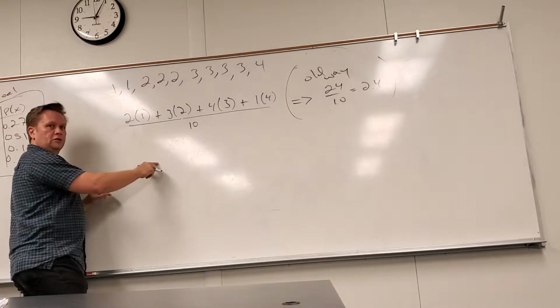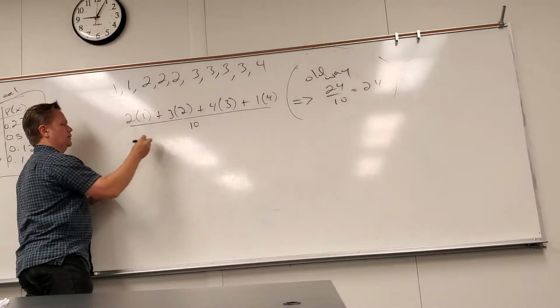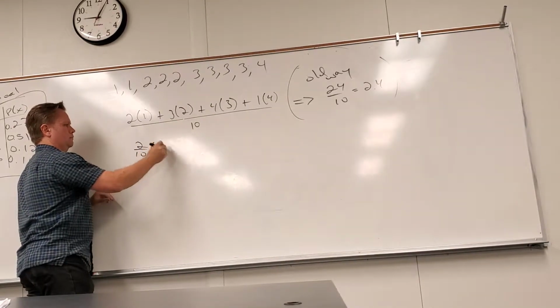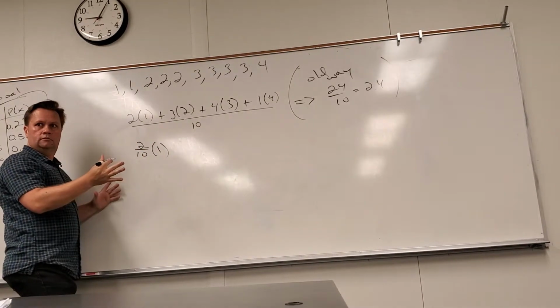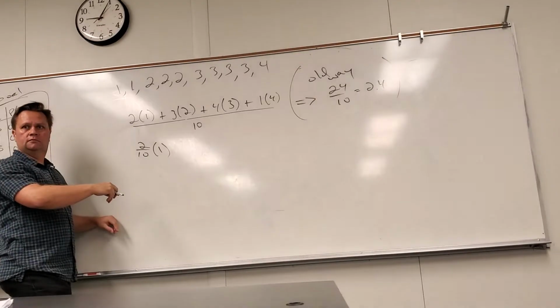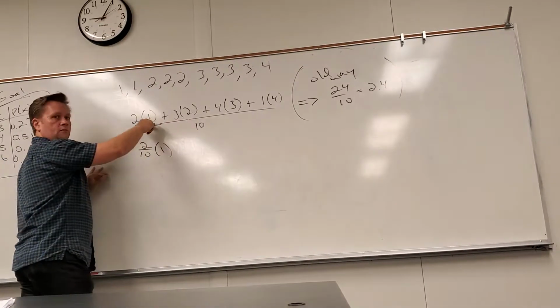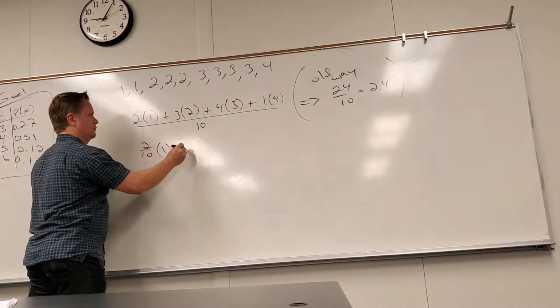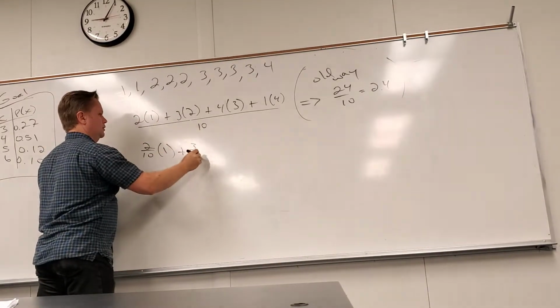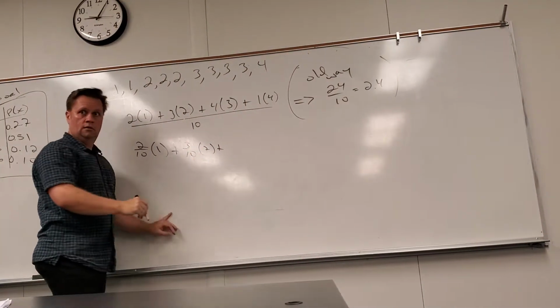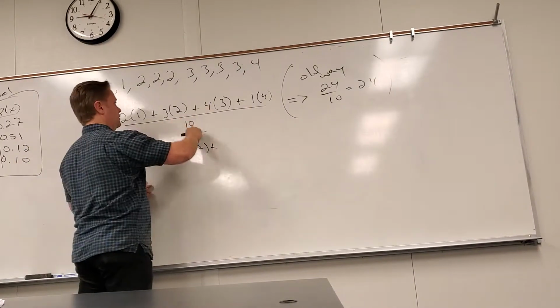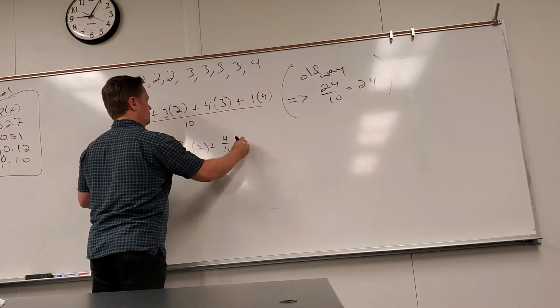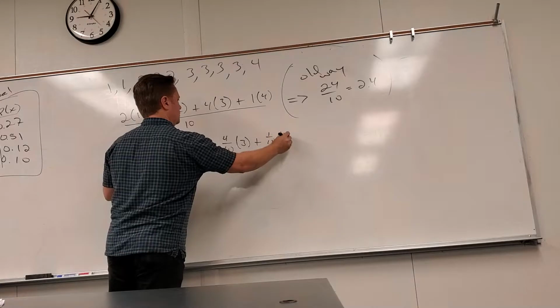So another way I could do the same math is 2/10 times 1. Is everybody cool with that? Math doesn't care. Isn't this 2/10 times 1, plus 3/10 times 2, plus 4/10 times 3, plus 1/10 times 4.